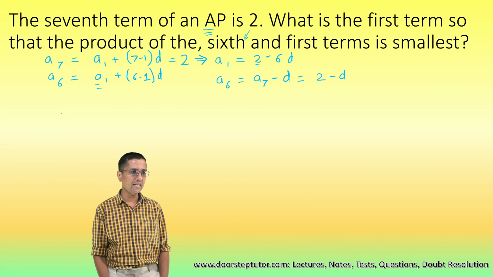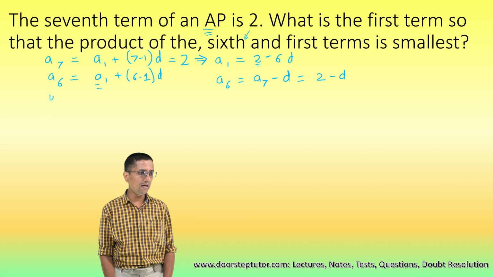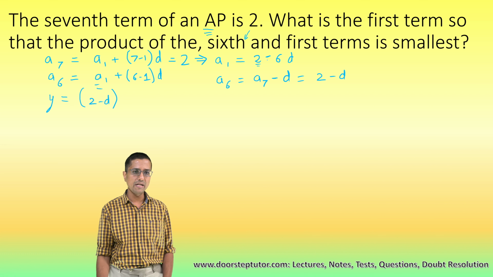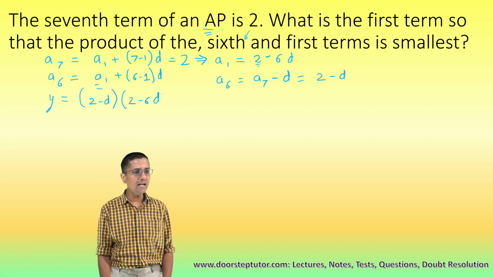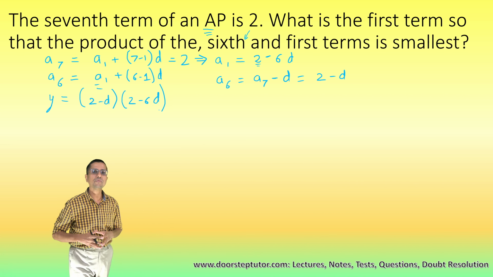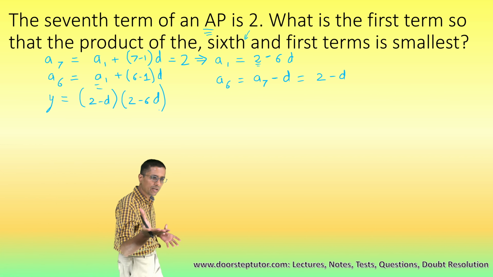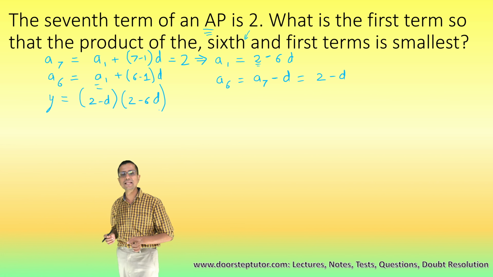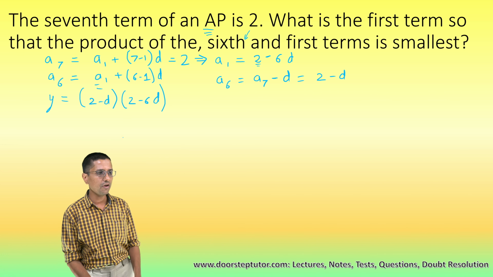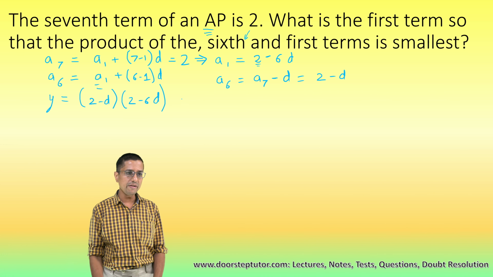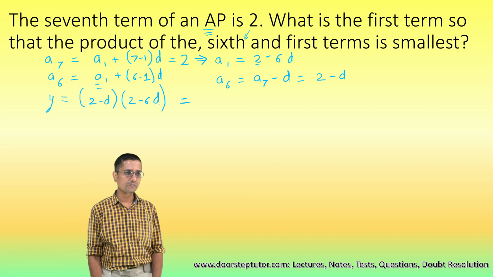Now what have I been asked? I have been asked for a function y such that it's a product of the sixth and first terms. So sixth term and first term, that is (2 minus D) multiplied by (2 minus 6D). And I've been asked to minimize this function, right? That is what it's saying. I have to find the value of D such that this multiplication, (2 minus D)(2 minus 6D), is the minimum. The value of y becomes minimum. So very, very simple.